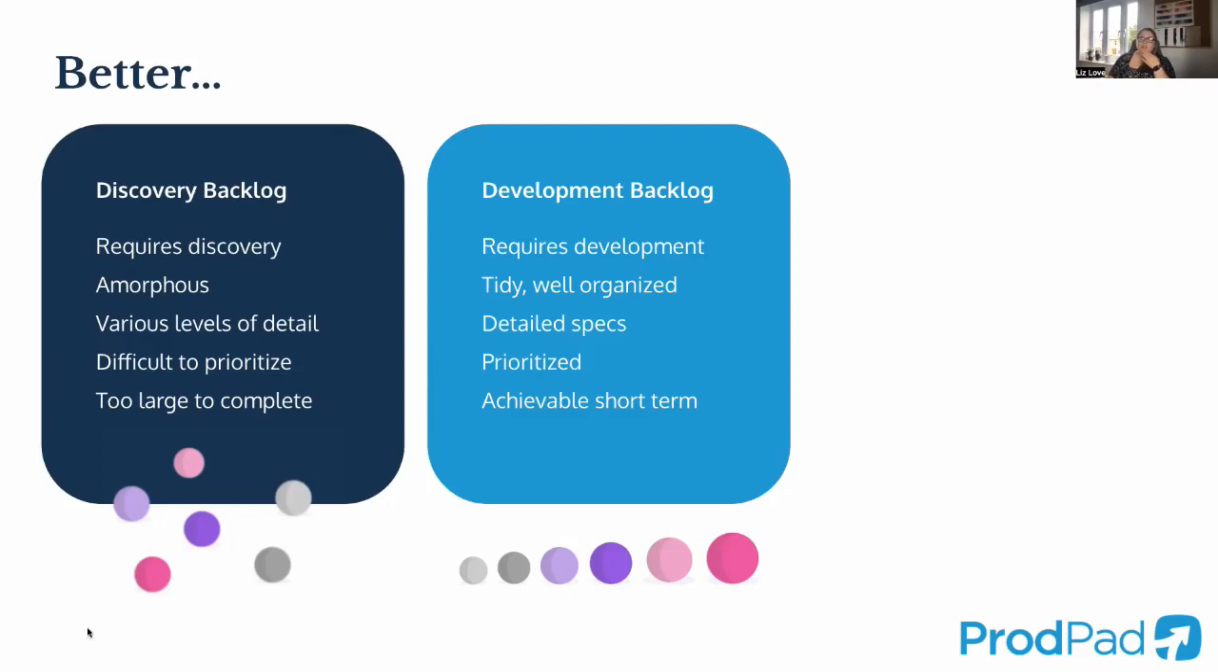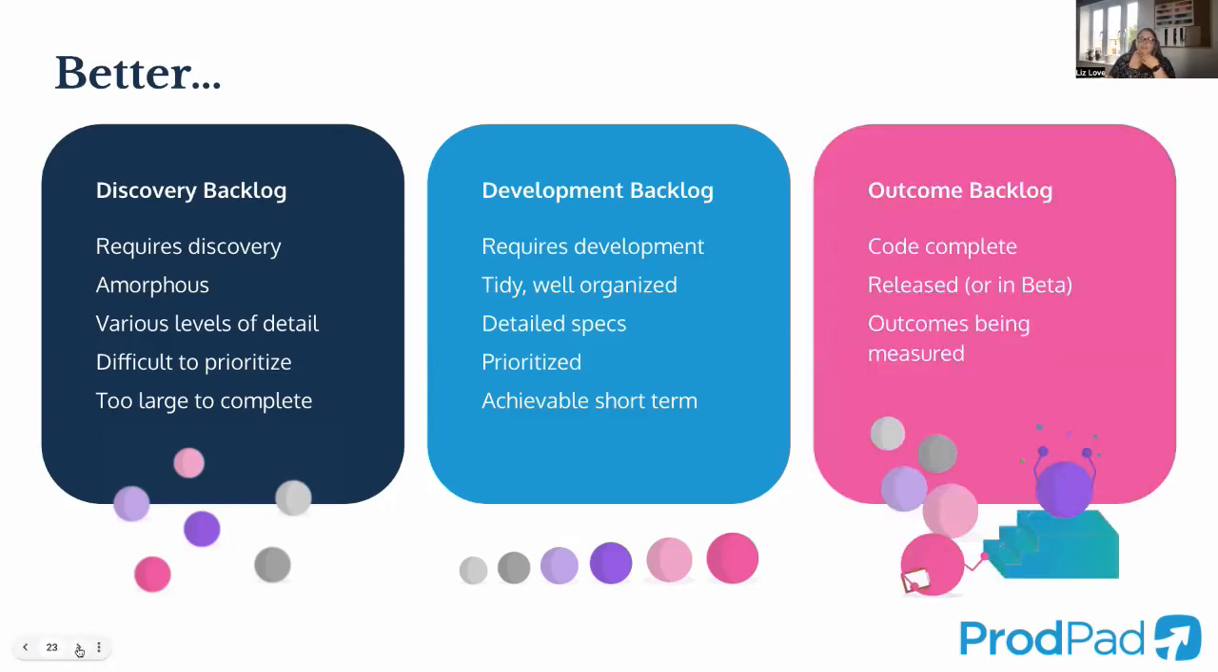Now, I kind of want to introduce a third backlog, and that's the outcome backlog. Now, these are ideas or epics or tickets or whatever you want to call them that are code complete. And you think, well, why on earth would you put code complete ideas into a backlog? These are things which have been done, and we've invested time, effort, money, resources into these. We've probably started building up to a launch on these.